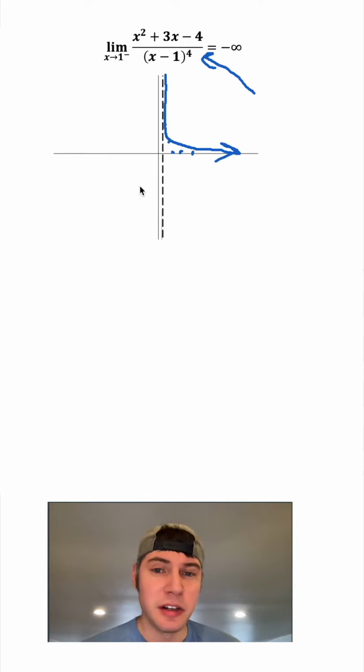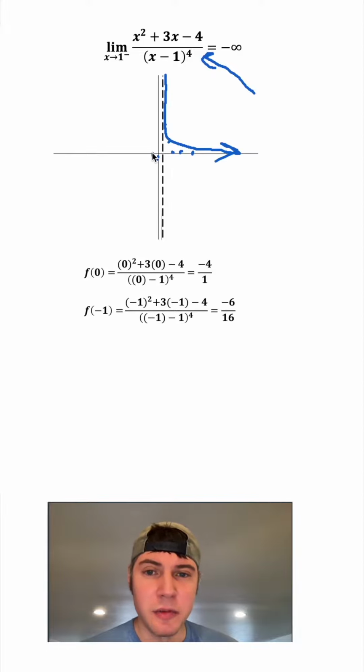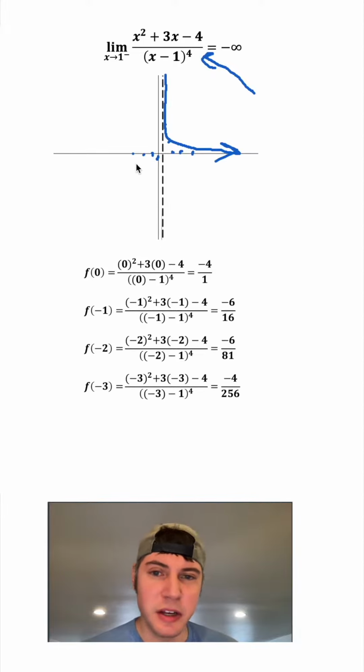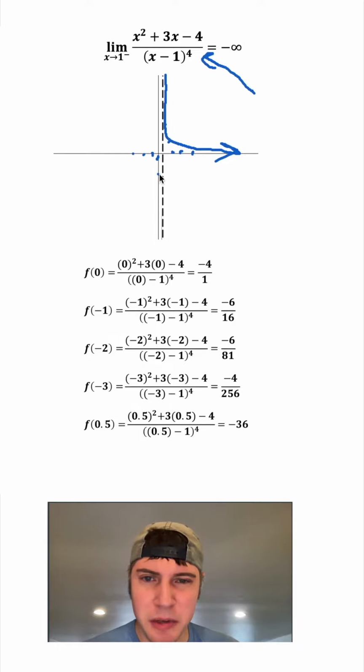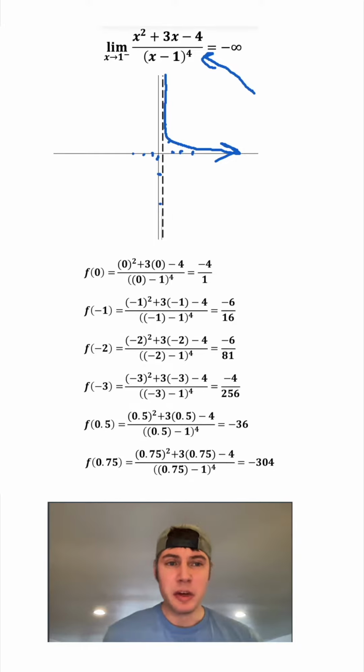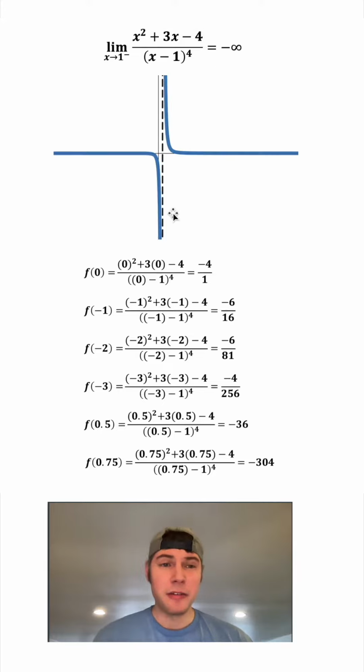And similarly, if we plugged in 0, it would be right here, and -1, -2, -3 would be all in these places. And if we chose something like 1/2, it would be up here, and 3/4 would be up here. And we can end up connecting all these dots, and the graph looks something like this.